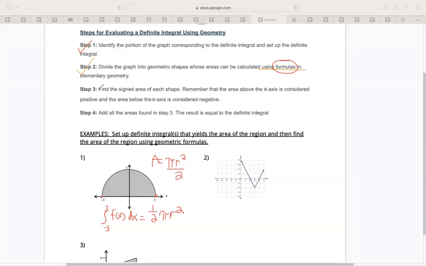All right, step three, find the signed area of each shape. I will come back to what signed area means in a second, because remember that the area above the x-axis is considered positive and the area below the x-axis is considered negative.